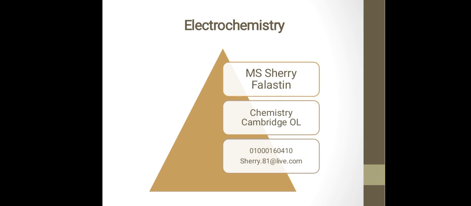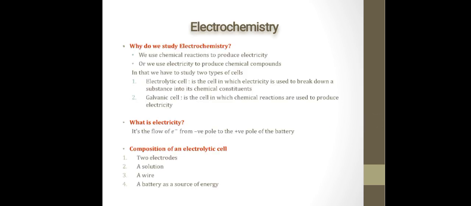Today, we will discuss electrochemistry together. And now you should ask me, why do we study electrochemistry? We have two situations where we study electrochemistry. The first situation is when we use chemical reactions to produce electricity, or when we use electricity to produce chemical compounds, and this is the second situation. In that, we have to study two types of cells.